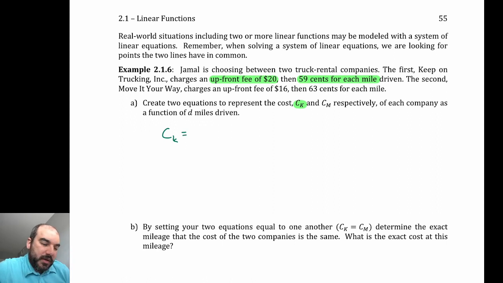our equation will be the upfront fee, which is $20, plus however many miles they drove times 59 cents, right? Because they're charging 59 cents per mile. And the number of miles driven is given as D. So we're going to do 0.59 times D.